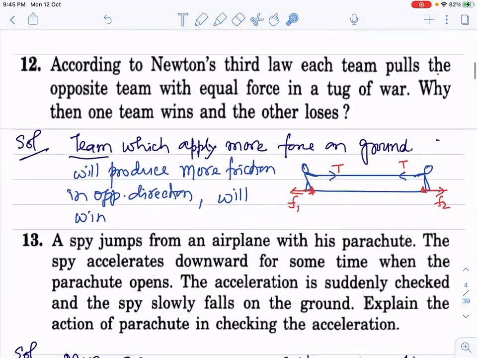Next question. According to Newton's third law, each team pulls the opposite team with equal force in the tug of war. Why then does one team win, and another team lose? Okay. Tension applied on the string is equal, but the team which is pushing the ground harder, producing more friction, will win. That will win. All right. That more friction will pull that string completely. If friction is more than the tension, then it will start moving this side.